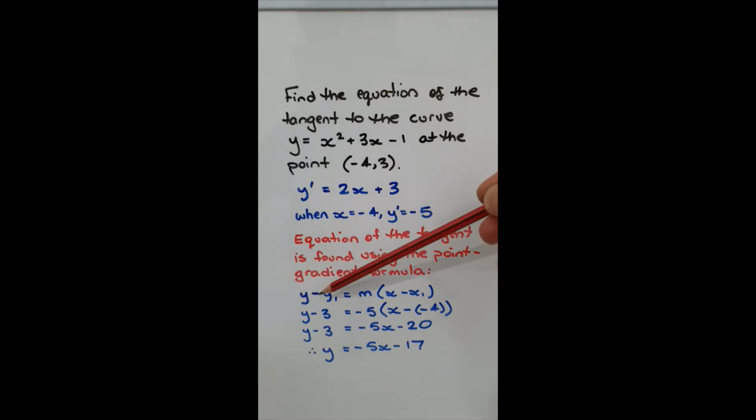Our next step is to use the point gradient formula to find the equation of the tangent. So that's y minus y1 is equal to m outside of (x minus x1). So our m is the gradient, so that's -5. Our y1 is the y coordinate, that's 3, and our x1 is -4. So substituting those three values in and just cleaning up the algebra and simplifying, we end up with y equals -5x minus 17.